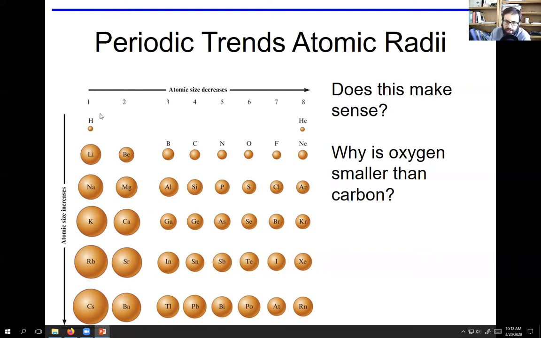You'll notice that there's an opposite trend as you go to the right of the periodic table. The atomic size actually decreases. And that's a little strange at first. It's a little counterintuitive because you are putting in more electrons, right? You went from 1 to 2 electrons, or you went from 3 to 8 electrons as you went from lithium to neon. So what's happening here?